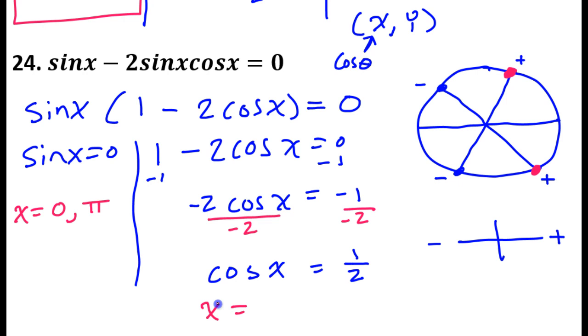Alright, and what are these angles? Remember, the reference angle is pi over 3 right here. So this is simply pi over 3. Okay, let me just jot that down in my little list. And what about this one right here? Well, this is 1 pi over 3, 2 pi over 3, 3 pi over 3, 4 pi over 3, 5 pi over 3.